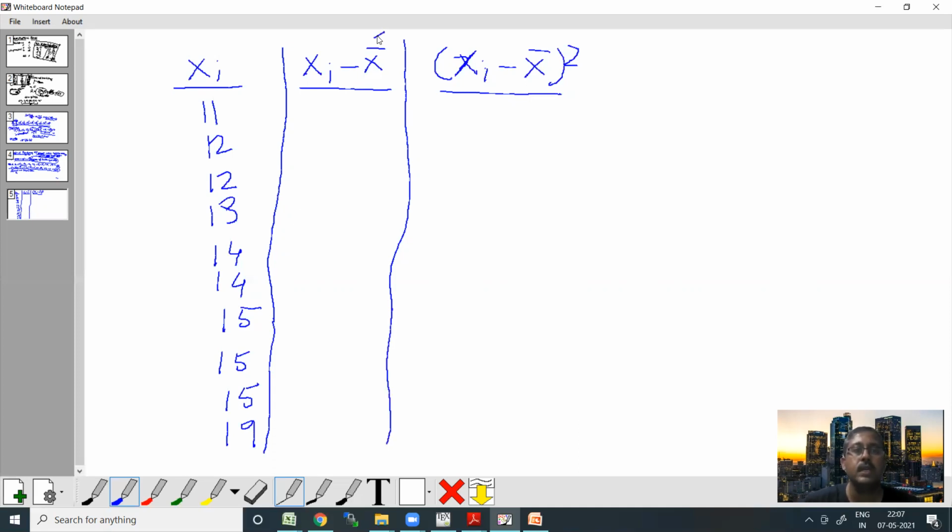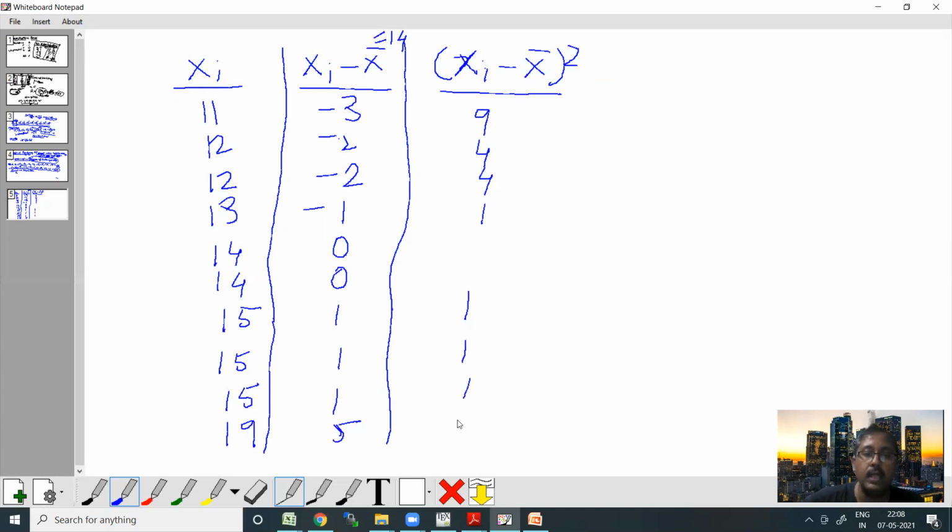And the x bar, we know, is 14. So 11 minus 14 is minus 3. Then 12 minus 14 is minus 2, and again minus 2. Then 13 minus 14 is minus 1, and 14 minus 14 is 0, 0. 15 minus 14 is 1, 1, 1. And 19 minus 14 is how much? It is 5. If I square them, this comes as 9, 4, 4, 1, 1, 1, 1, and 25. So what is the total value coming as?